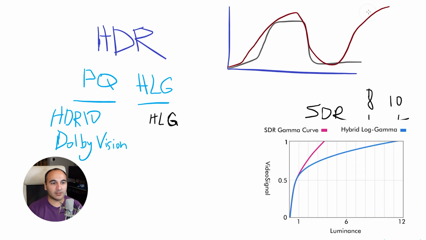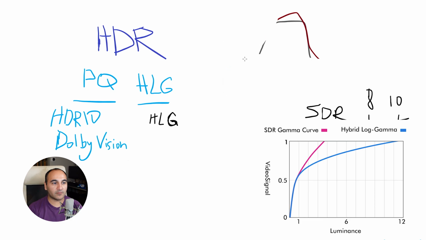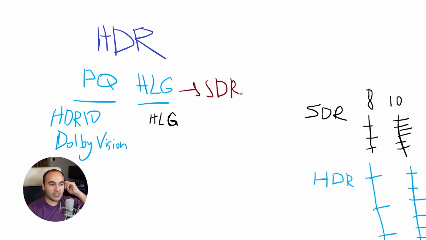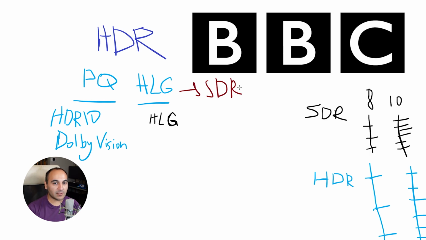And what's cool about HLG is that it's already tone mapped for SDR. If you watch an HLG video in SDR, it should look really good. It should look almost like the HLG version of it that was in HDR. So HLG is HDR. SDR is not HDR, but if you watch HLG content in SDR, it should look just fine.